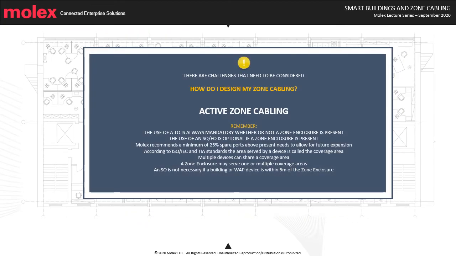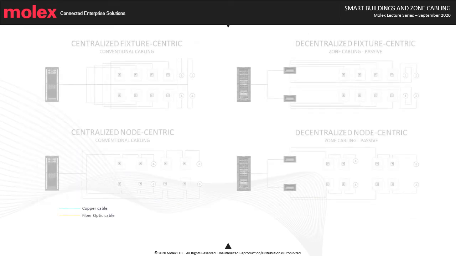Right, let's now see in the following slides what impact a zone cabling architecture will have on our cabling system, as well as on our TR. For this exercise, we will go with an active zone cabling design. This means the majority of active equipment and network switches will be decentralized. So in summary, for this exercise, we have chosen the decentralized fixture-centric approach. A node-centric approach would have certainly made our design even more power efficient and cost effective.